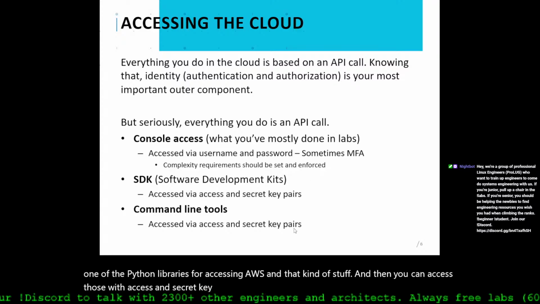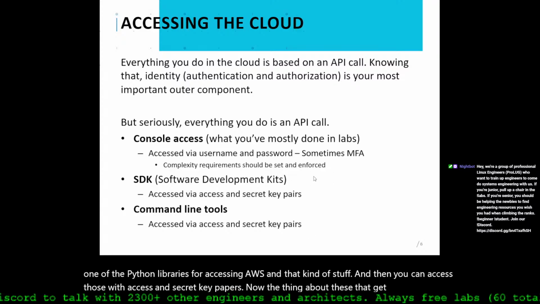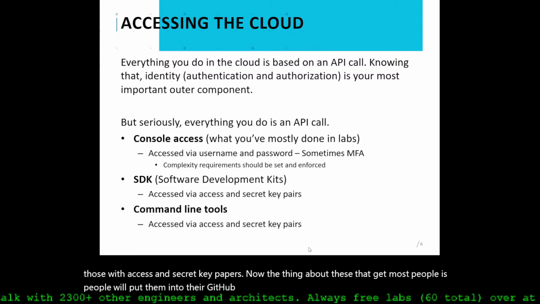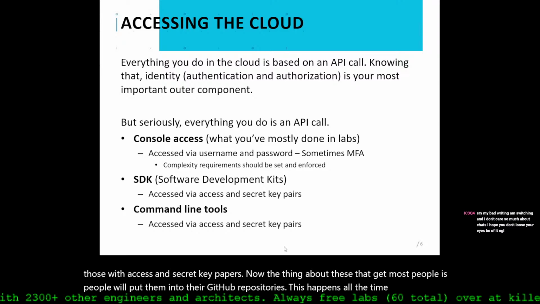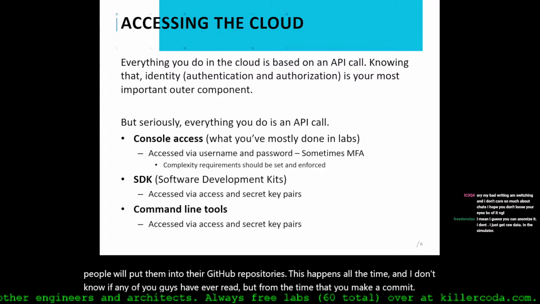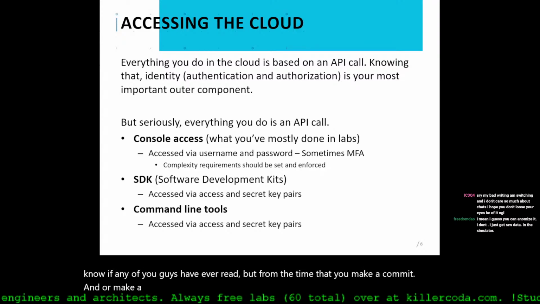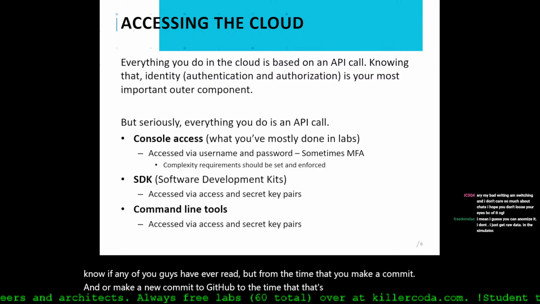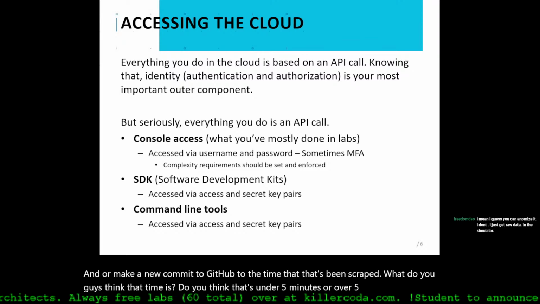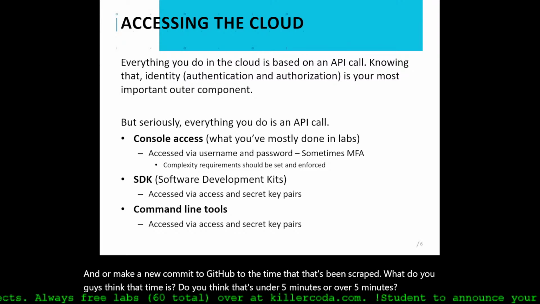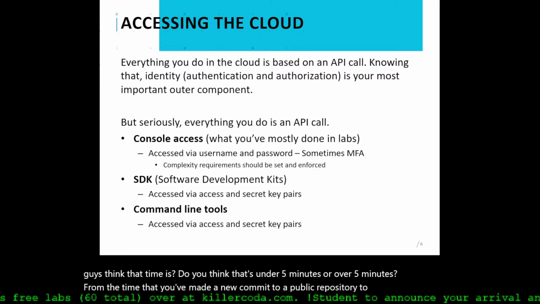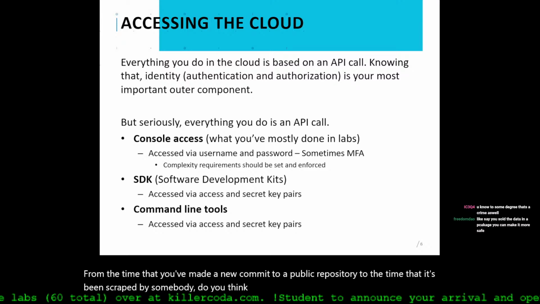Now, the thing about these that gets most people is people will put them into their GitHub repositories. This happens all the time. And I don't know if any of you guys have ever read, but from the time that you make a new commit to GitHub to the time that it's been scraped, what do you guys think that time is? Do you think that's under 5 minutes or over 5 minutes? From the time that you've made a new commit to a public repository to the time that it's been scraped by somebody, do you think that's over 5 minutes or under 5 minutes?